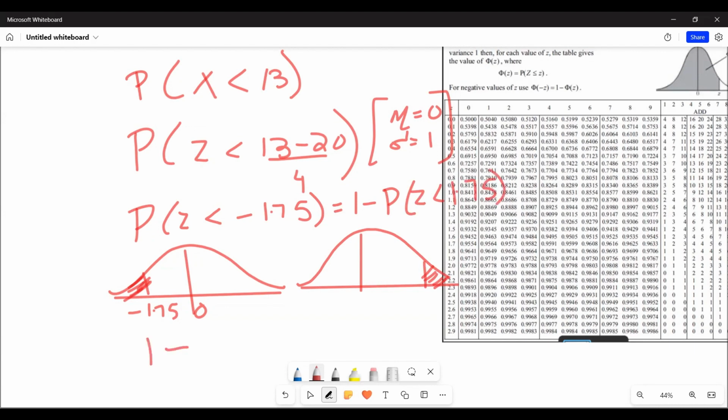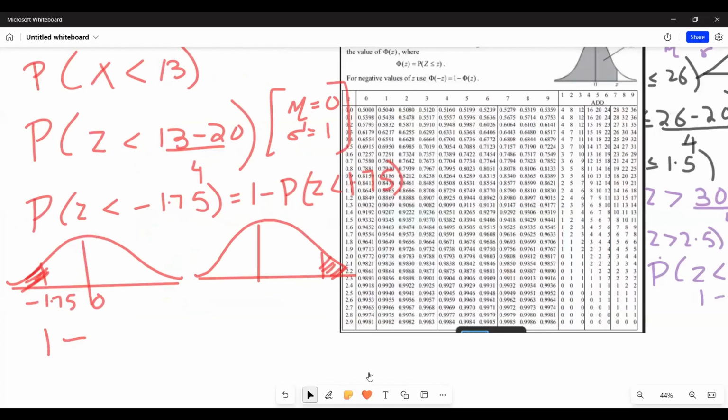So 1 minus, what is the value probability at 1.75? 1.7 is here and 5 is here. So 0.9591. So 1 minus 0.9591. Sorry, 5 पे करना था तो मैंने 4 पे कर दिया. 5 is this. It's going to be 0.0401.